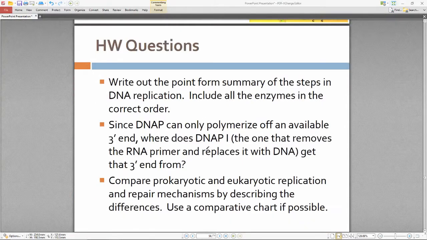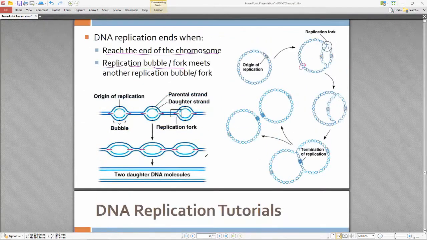When two bubbles meet, do the replicated strands need to be joined with ligase? Yes. Okay, just making sure.